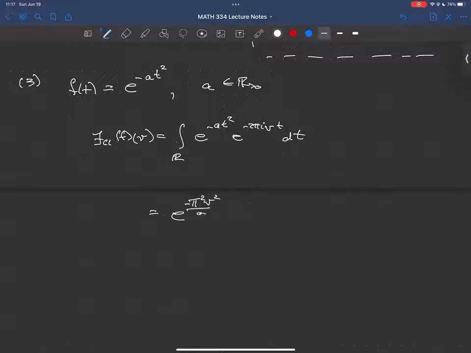Okay, so that's the constant term in t that pulls out. And then you get e to the minus a, t plus i pi nu over a, squared, dt. Okay, so you can just directly verify that these two things are equal just by direct computation. All right, so this is the integral that we're going to do.